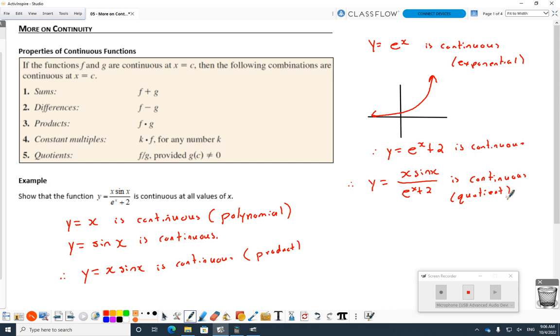Of two continuous functions. Let me review the whole lesson so far. x was continuous, sine x was continuous, numerator was continuous, e to the x was continuous, 2 was continuous, e to the x plus 2 was continuous, denominator was continuous. Now, that means x sine x over e to the x plus 2 is continuous.